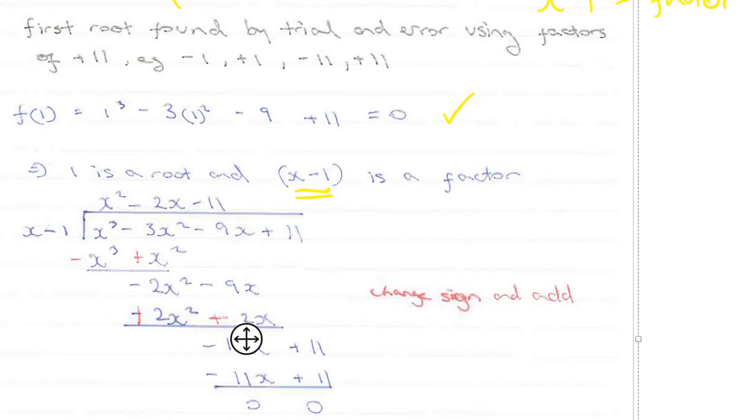Okay, so first thing we do is we divide the x into x cubed. X into x cubed gives me a result of x squared here. What I then do is multiply x squared times x and multiply x squared by minus 1 and write the result here. So x into x cubed, using this green line, gives me x squared. X squared times x gives me x cubed. X squared times minus 1 gives me minus x squared.